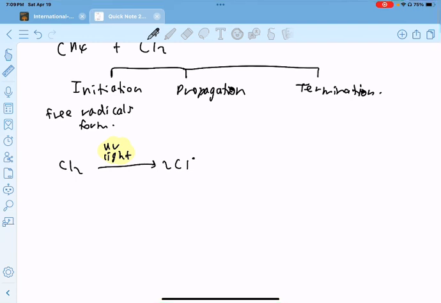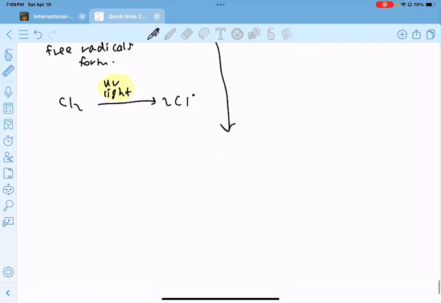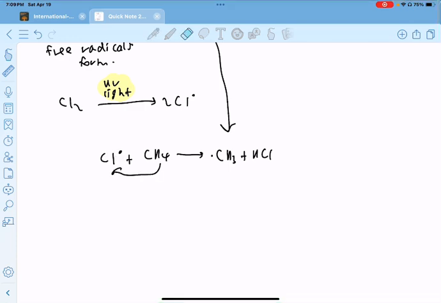Next up is propagation. Let's look at it here. Propagation is when you form, as the products, a free radical and a product, okay? What do you mean by this? Let's look at one of the free radicals combined with CH4. You will form 2 products. One is CH3 free radical plus HCl. This is always going to take a hydrogen, okay? Keep that in mind. So you form a free radical of CH3.